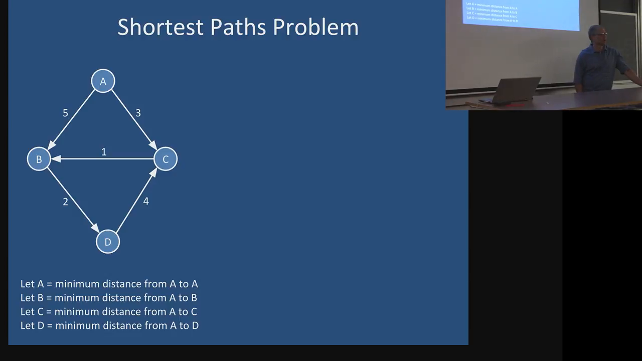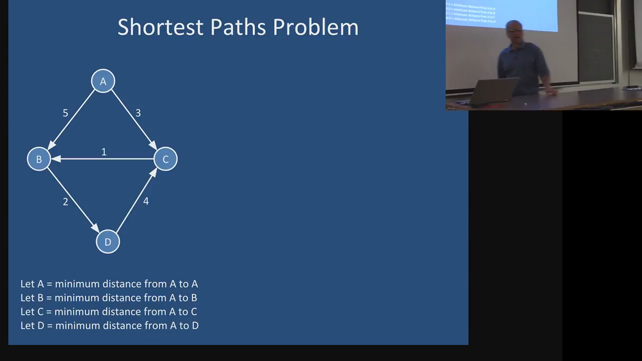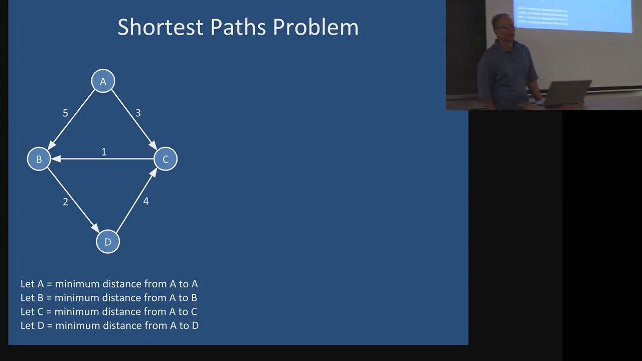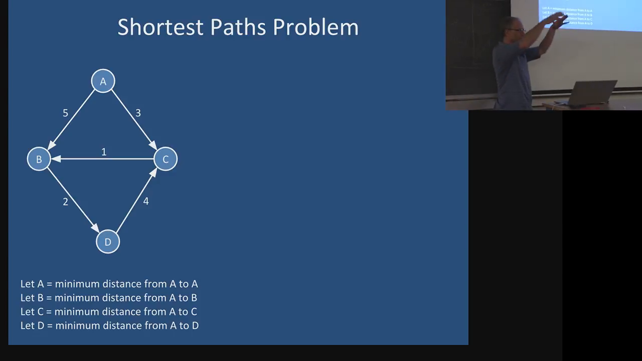Okay, so we want to do what? Minimize or maximize A plus B plus C plus D. A plus B plus C plus D would be the total cost of the minimum spanning tree. Right? Not the minimum spanning tree, the shortest path tree. That's what we're trying to minimize.